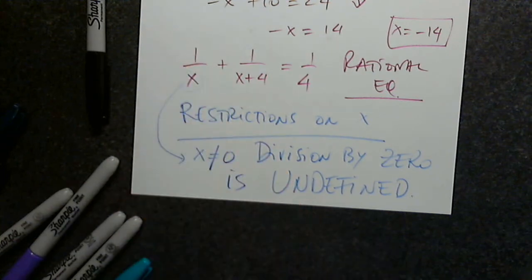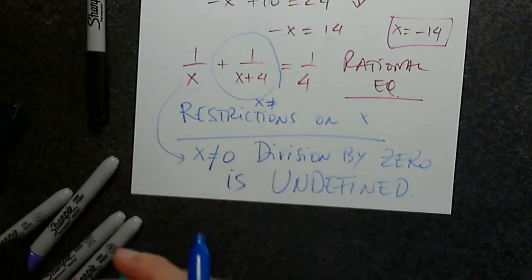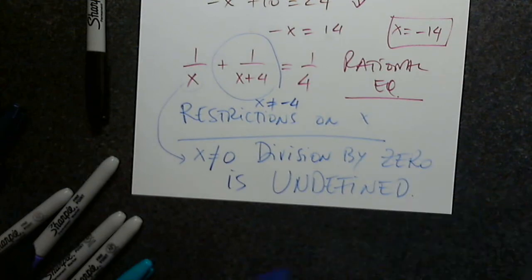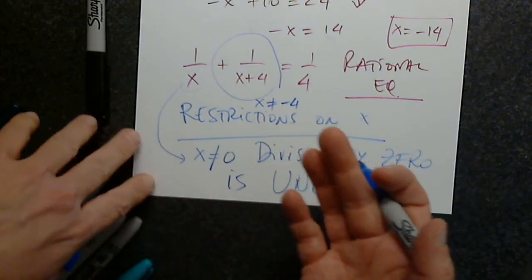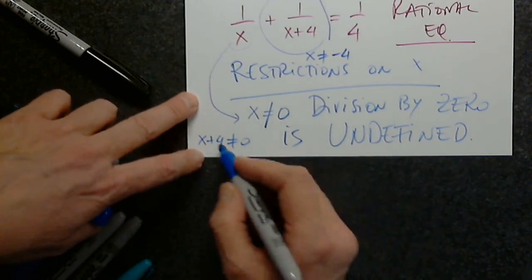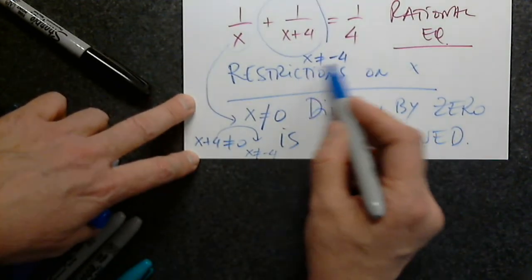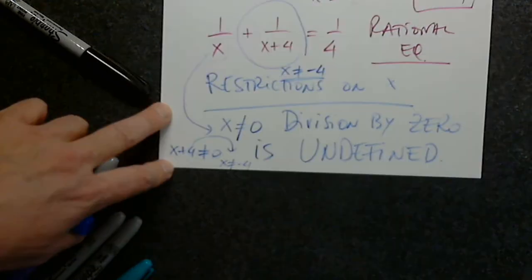Therefore, this fraction will exist if x is not 0. This fraction will exist if x is not what number? -4, of course. How will I determine that? I will write that x plus 4 is not 0. I will move 4 to the other side, and I'll say x cannot be -4. And that's exactly what we have.